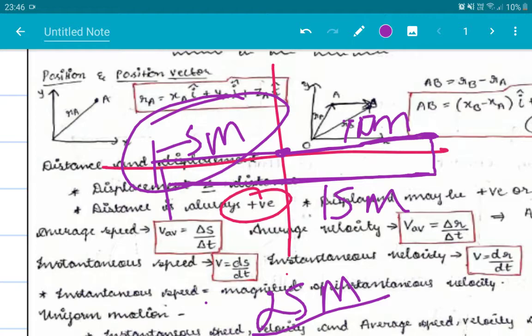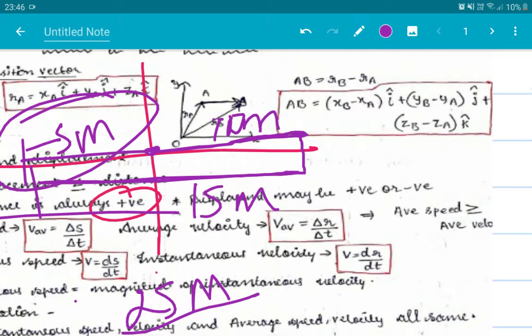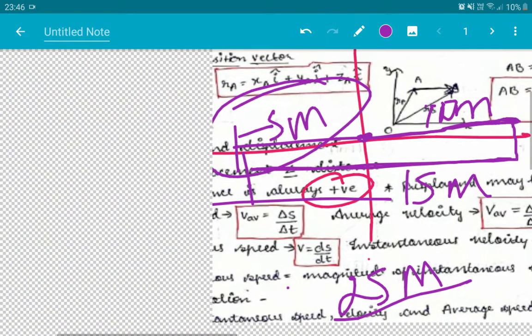So hence the point is, distance is always positive, even though it is in positive x-axis or negative x-axis, or positive y, negative y, anything. Distance is positive. Remember that. And displacement may be positive or may be negative. So the negative case we have seen, and positive is generally positive.